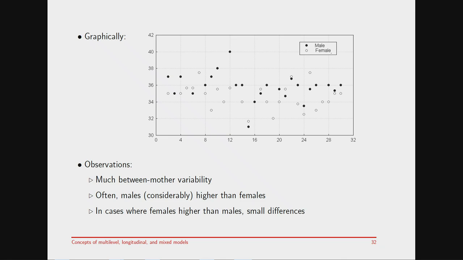So there's many questions arising here, and for sure one of the key questions is: is there maybe a difference between the males and the females, but maybe we just didn't detect it because there's so much variability due to the fact that these animals have different mothers? Shouldn't we take into account the variability between these mothers in our analysis?